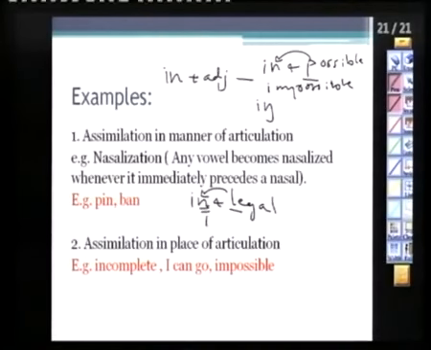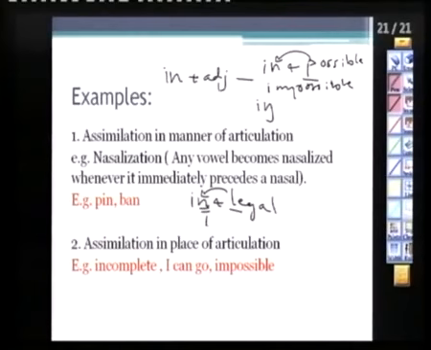Another example you have in the textbook, irresponsible. You have the word responsible. It should be "inresponsible," but the sound ra is affecting the pronunciation of the na, and it's going to be irresponsible, double R. Yeah, you have it in your textbook. So this is assimilation in what? In place of articulation. This is the type of assimilation you have here.